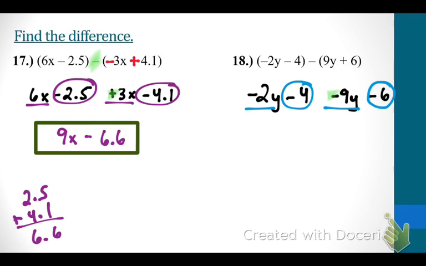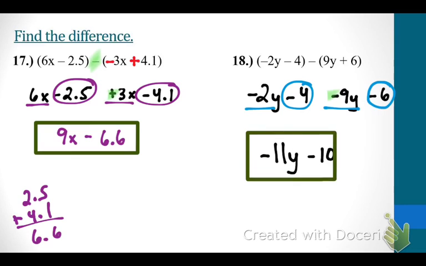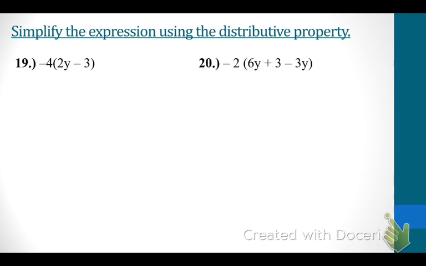Negative 2y plus negative 9y is negative 11y minus 10. All right, very good, because we were having same sign, add and keep. Add the numbers, keep the sign.